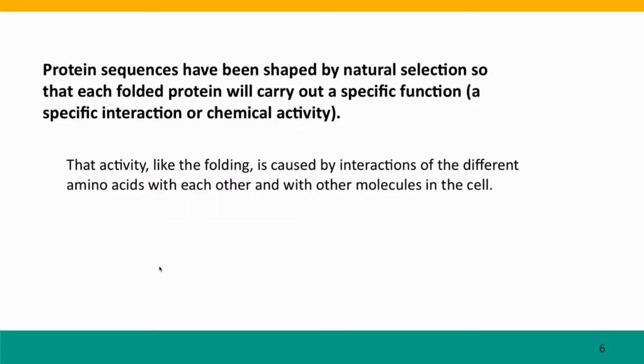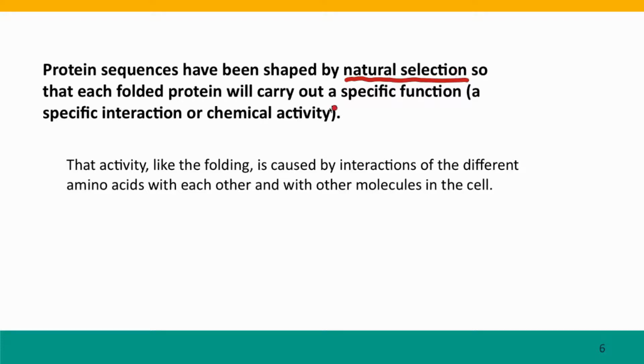Now, these amino acids were chosen by natural selection. Natural selection acting on the DNA, acting on the phenotype of the organism, favoring organisms whose DNA specified proteins with sequences of amino acids that carried out particular functions that benefited the organism. That's the fundamental principle of how genes evolve.